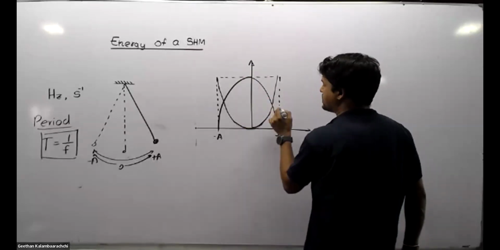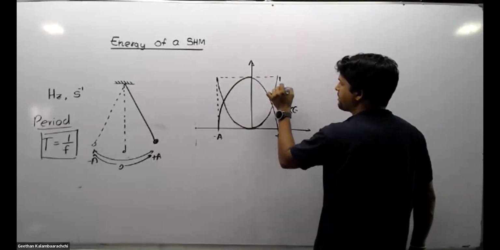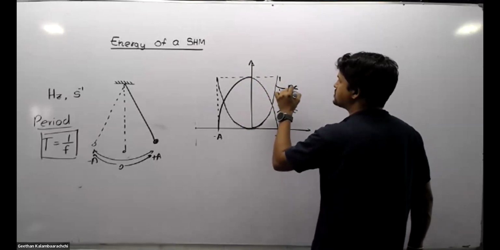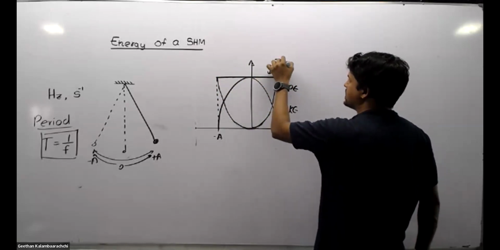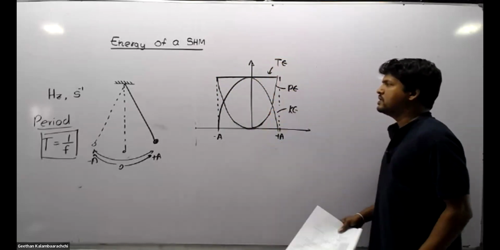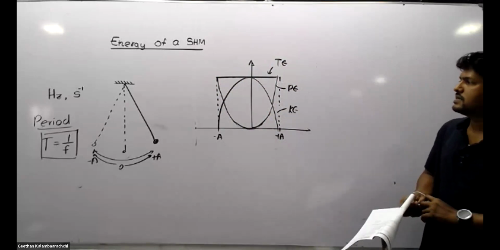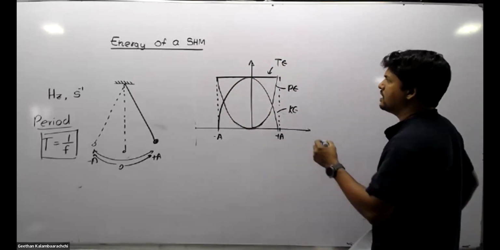So when you add the kinetic energy to the potential energy, then you get this. That's the total energy. So that's how you justify the energies of simple harmonic motion.